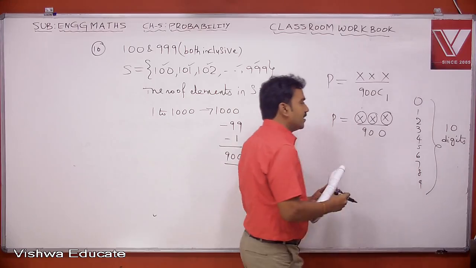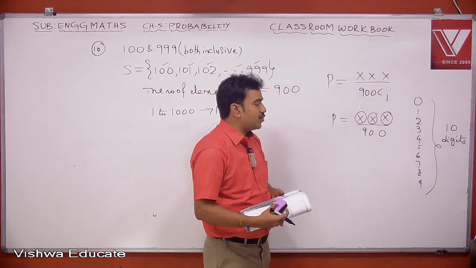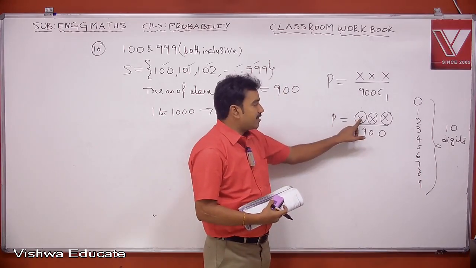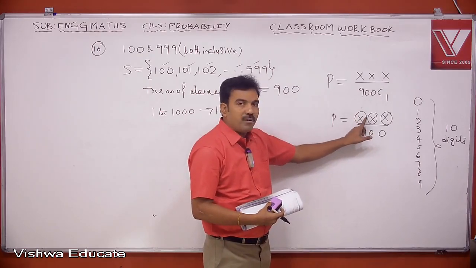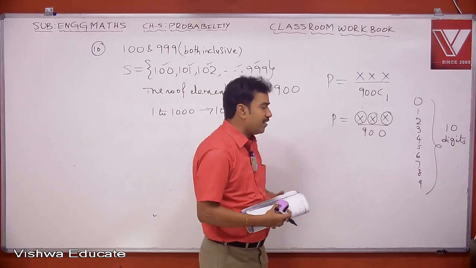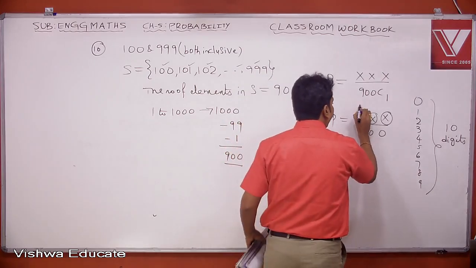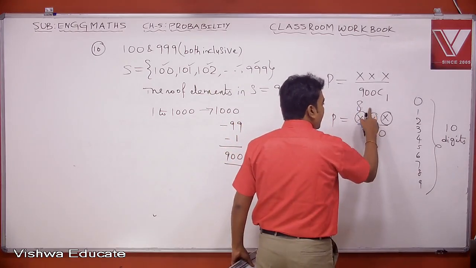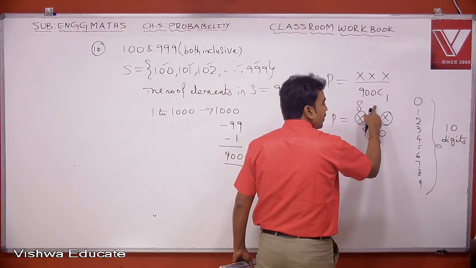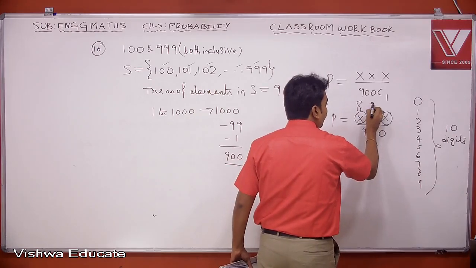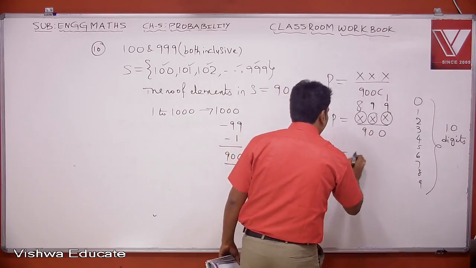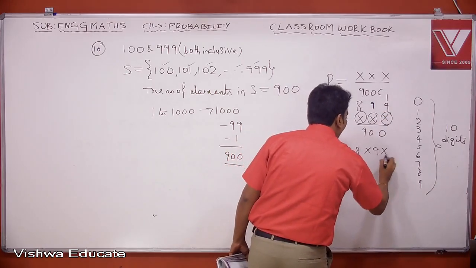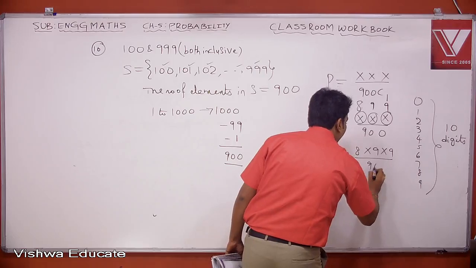Including 0, the total number of digits is 0 to 9, 10 digits. But a 3-digit number cannot start with 0. So this first place cannot be filled with 0 as well as 7. Therefore it has only 8 alternatives. But this place can be filled with 0, no issues. But 7 should not be there, so 9 chances will be there. Here also 9 chances. So the probability is 8 into 9 into 9 divided by 900.